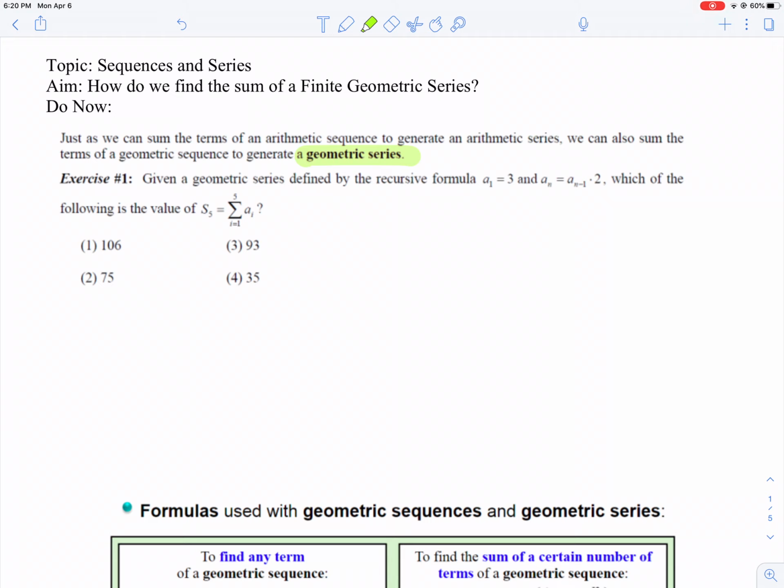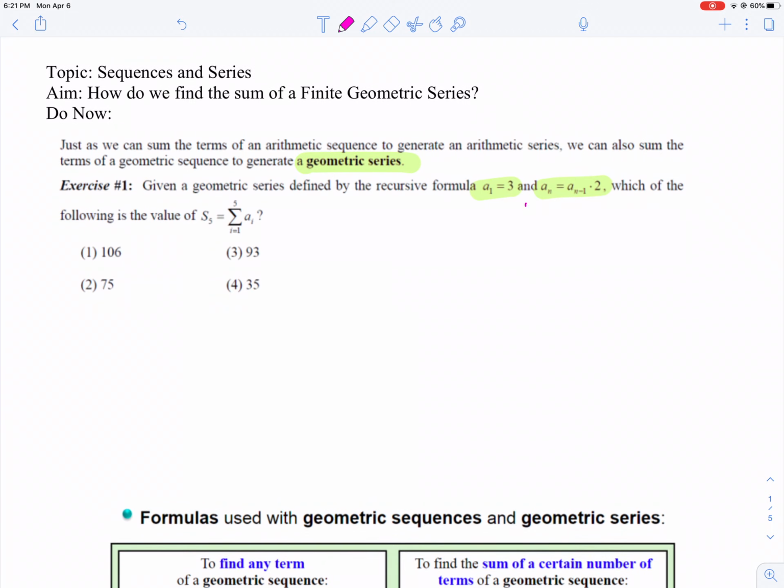So given this series, now they defined the sequence by a recursive formula. They tell you a sub 1 is 3, and they give you this recursive formula. Just a little reminder, this means to get to the next term, take the previous term and multiply by 2. In this series, they're looking for the sum of the first 5 terms.